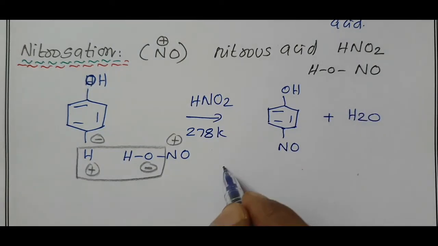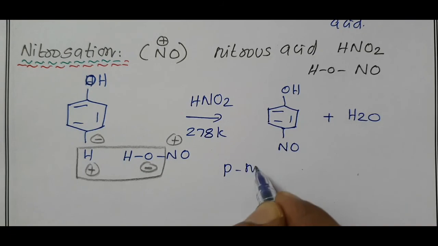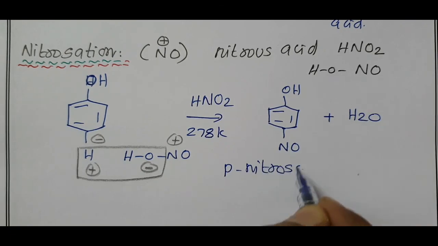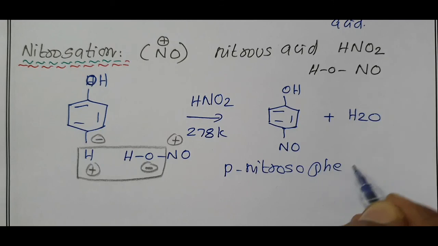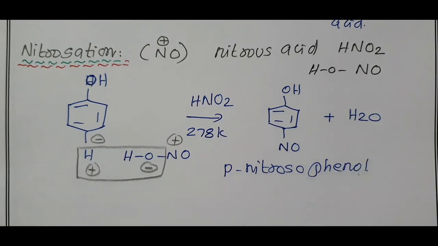What is the name of the product? Para nitrosophenol. This is nitrosation of phenol. So in this video we discussed two types of reaction, sulfonation and nitrosation.